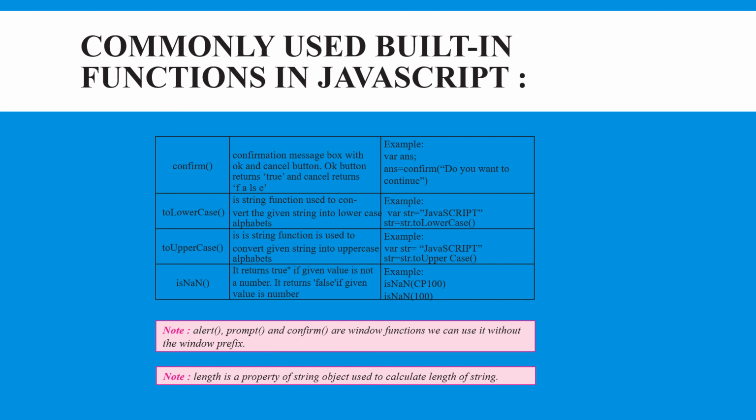Alert, prompt, confirm are window functions. We can use them without the window prefix. Length is a property of the string object used to calculate the length of a string. That is, length, and in brackets you can write it. So how many characters there are in the letters, it prints the length of a particular string.